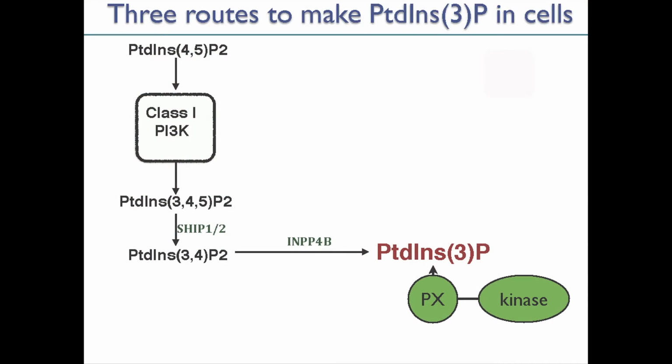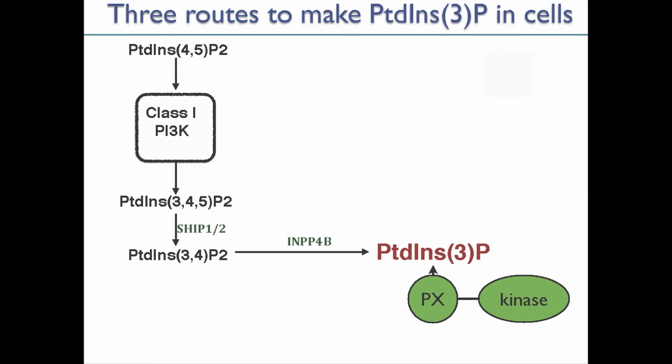So, how do you make PI3P in cells? Well, if you assume that SGK3 is regulated by PI3-kinase, this is the class 1 PI3-kinase, you would need to assume that the PIP3 that's generated from the class 1 PI3-kinase is converted to PI3,4P2 through the SHIP phosphatases, and this is sequentially dephosphorylated by another inositol phosphatase to PI3P.